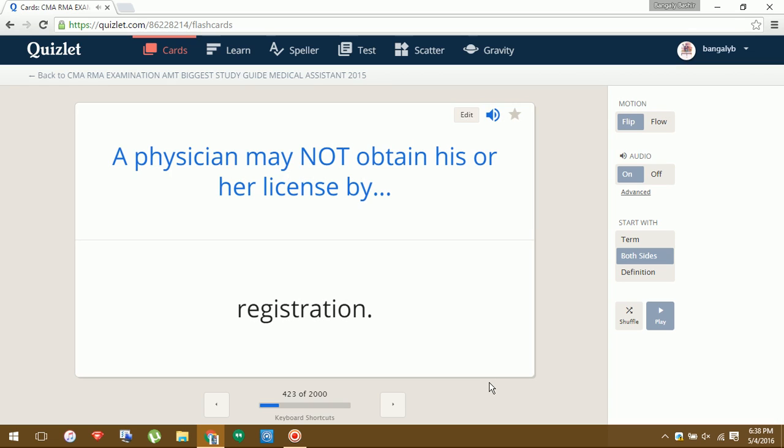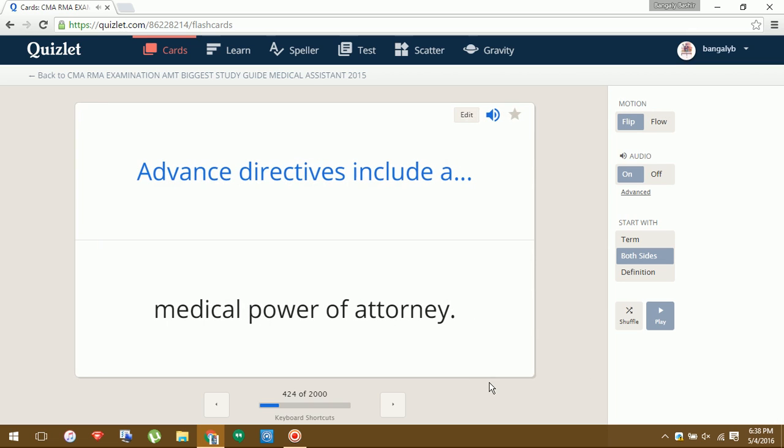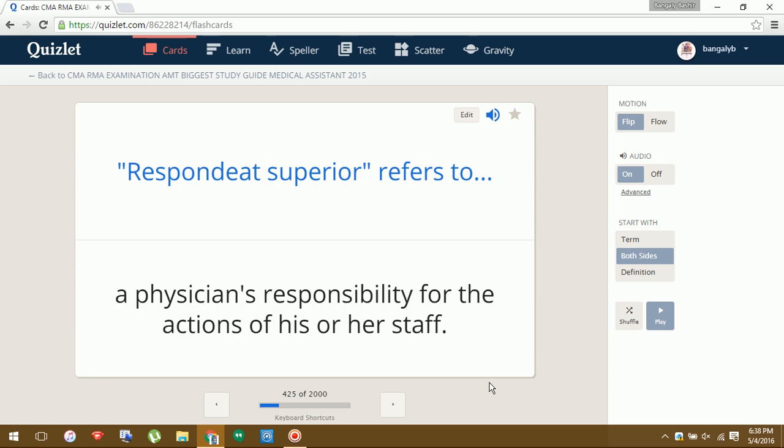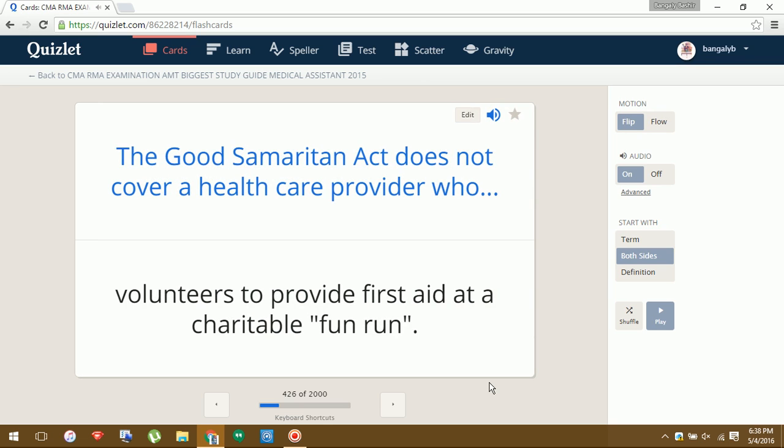A physician may not obtain his or her license by registration. Advance directives include a medical power of attorney. Respondeat superior refers to a physician's responsibility for the actions of his or her staff. The Good Samaritan Act does not cover a healthcare provider who volunteers to provide first aid at a charitable fund run.